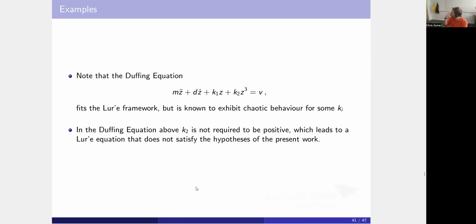So just as a common sense check, I highlight that the famous celebrated Duffing equation is known to exhibit chaotic behavior for certain K values. And obviously, chaotic behavior means that solutions separate, and so you don't get incremental stability. So has something gone wrong here? Well, we can reconcile this to the theory developed presently: in the Duffing equation, K2 isn't required to be positive, but for us to satisfy the assumptions of the work, K2 would be positive. So everything's good there. Okay.